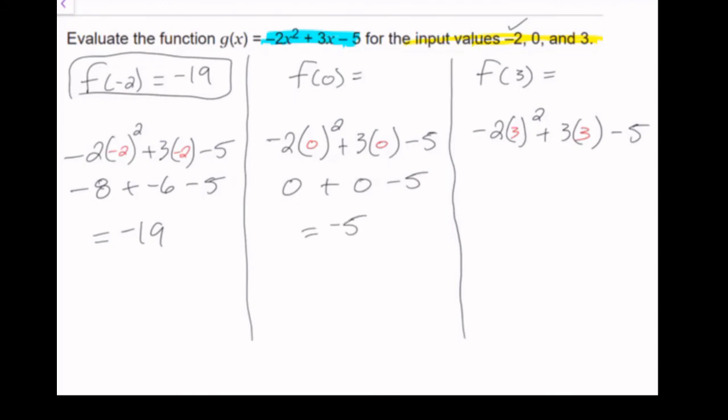Now the next one, f of 0. We always gotta love zeros, because anything times 0 is always 0. So f of 0 is equal to negative 5. If we were making a table, the x value would be 0, and the y value would be negative 5. Also our y-intercept. And the last one, f of 3. 3 squared times negative 2 plus 3 times 3 minus 5. Negative 18 plus 9 minus 5 will give me a total of negative 14.